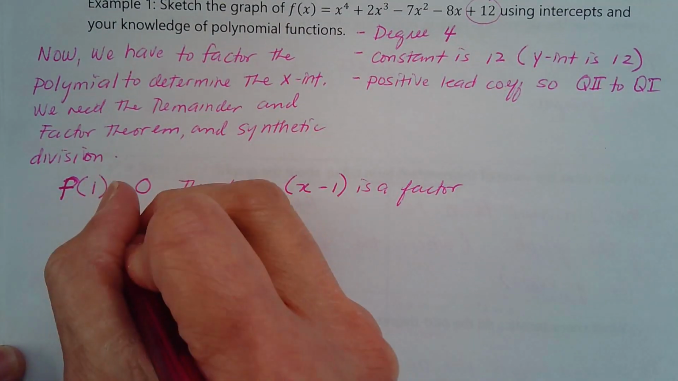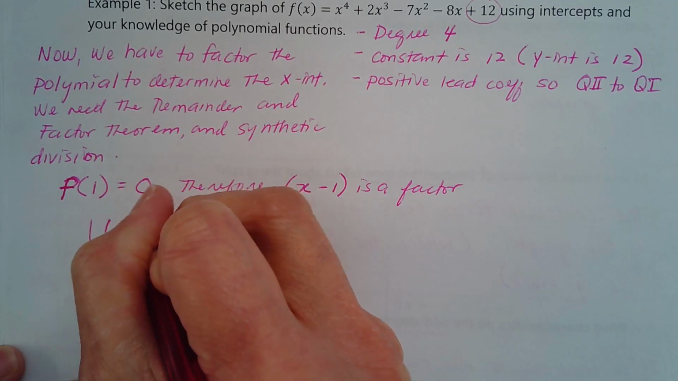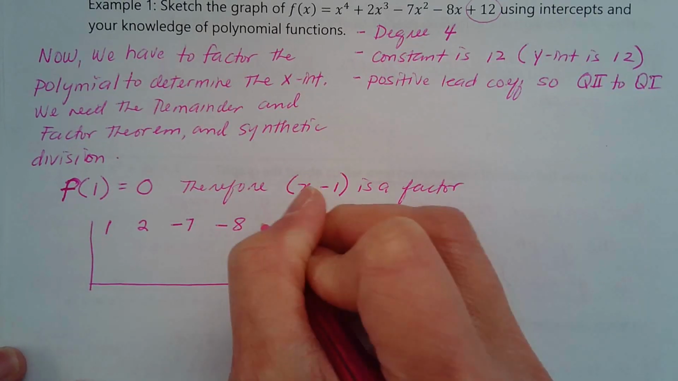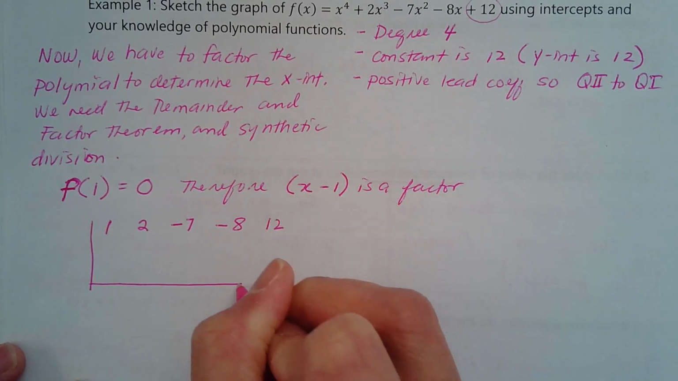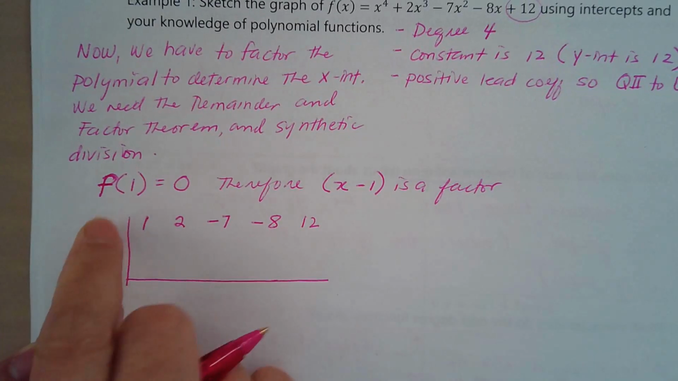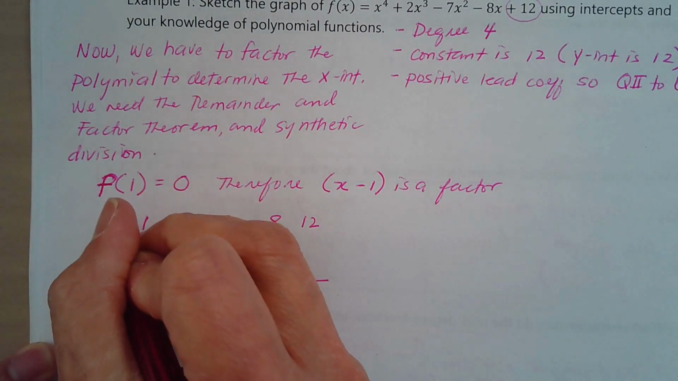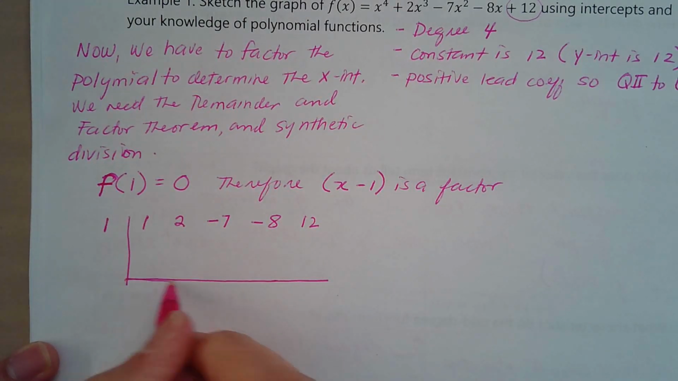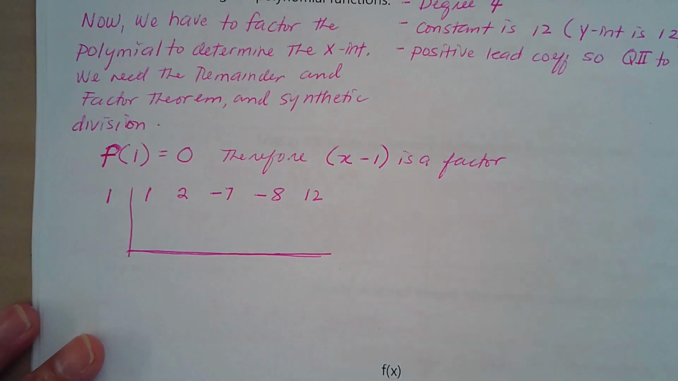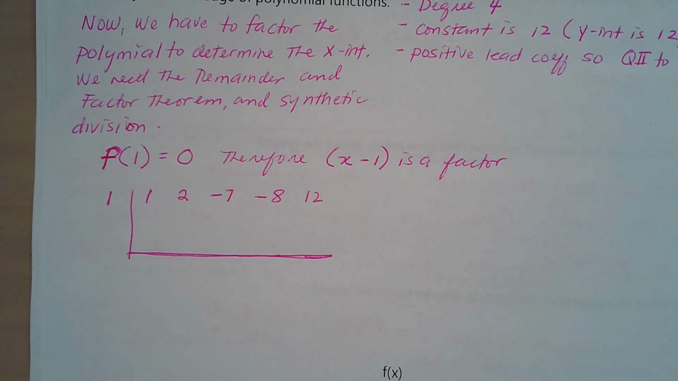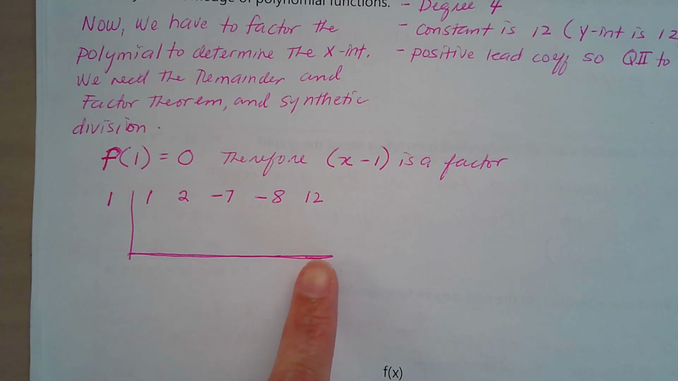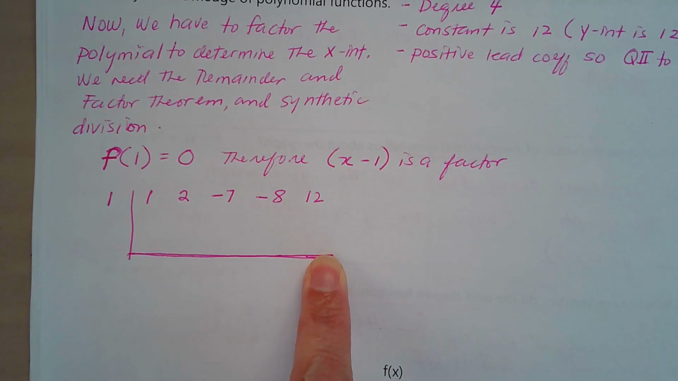So that's going to be 1, 2, negative 7, negative 8, positive 12. So what are we going to put here? Divided by 1, the a value. If you know what you're doing, go ahead and perform the synthetic division. Remember, it's a factor. Your remainder should be 0 at the end.